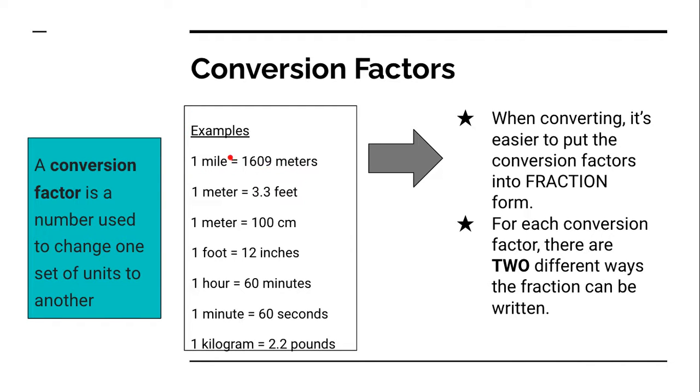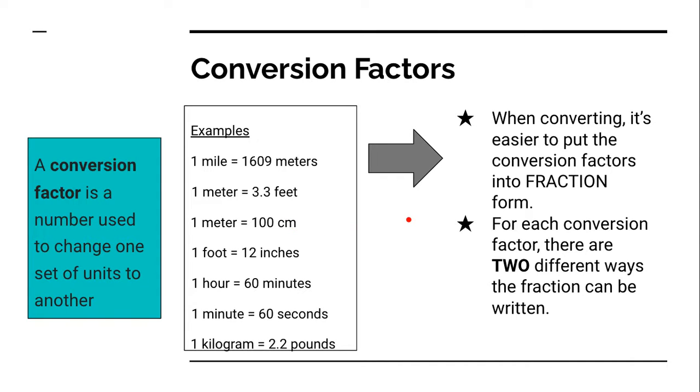You're going from one set of units, that mile, over to meters. So 1 meter is the same thing as 3.3 feet. 1 meter is also the same thing as 100 centimeters. And all of these specific examples are conversion factors.